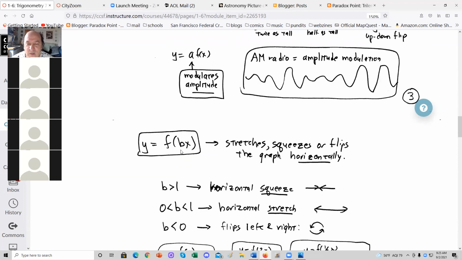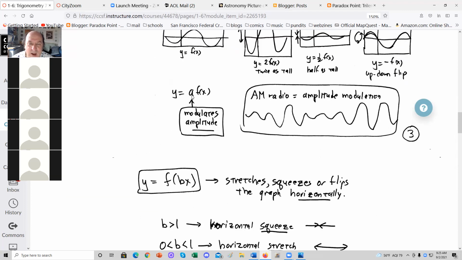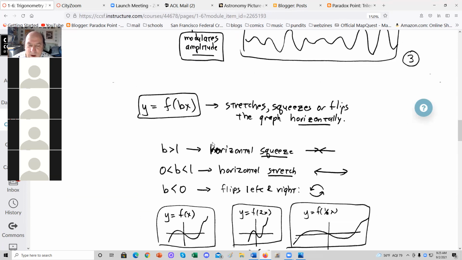Here, y equals f of bx. This stretches, squeezes, or flips the graph horizontally. Now, just as before, doing the operation inside the function has an opposite effect from doing it outside. Here, if a is bigger than 1, that makes it taller. Here, if b is bigger than 1, that makes it squeezed. It makes it faster. If b is between 0 and 1, that's a horizontal stretch.